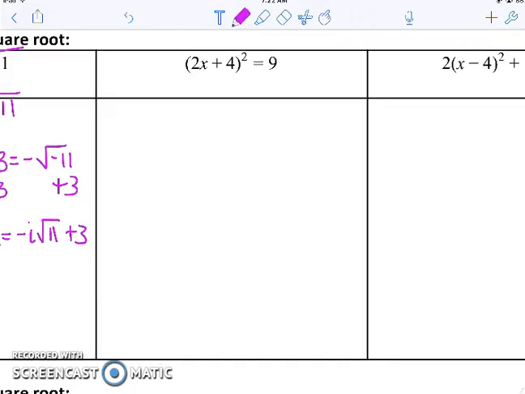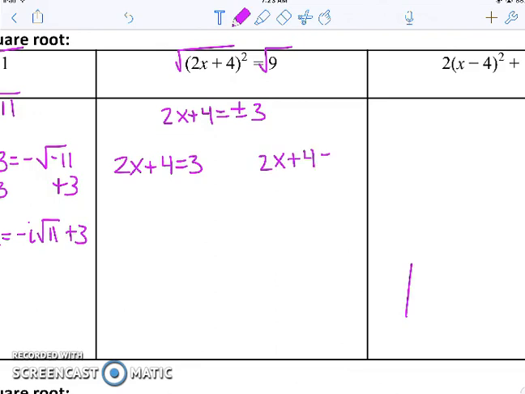So let's take a look at this next one. If we take the square root of it, so now we have 2x plus 4 equals plus or minus 3. We can break it into 2. So it equals positive 3. 2x plus 4 equals negative 3. And we can solve these.